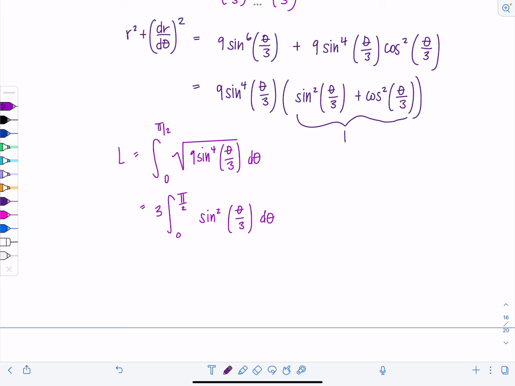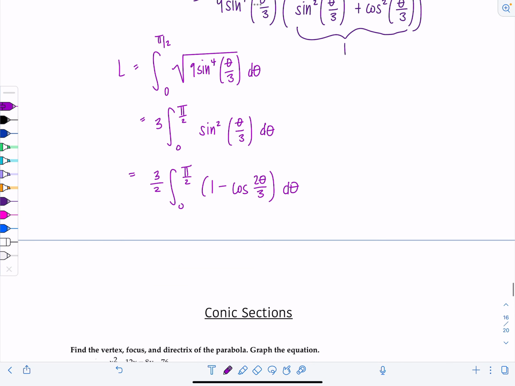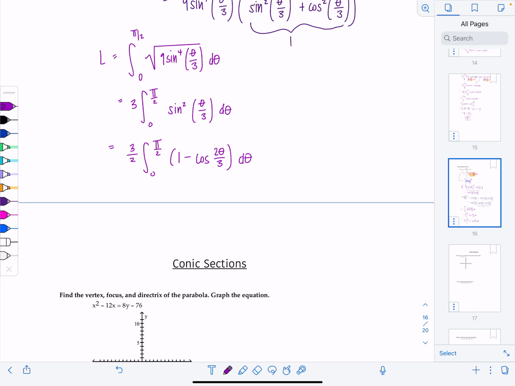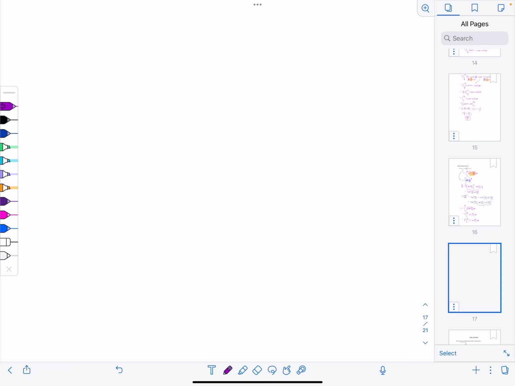Same old, replace it with the half angle. You're going to have a 1/2, I'm taking it outside. 0 to pi over 2, 1 minus cosine. Be careful, it's 2 theta over 3 now. Yeah, you always double the angle. And then we're going to integrate.